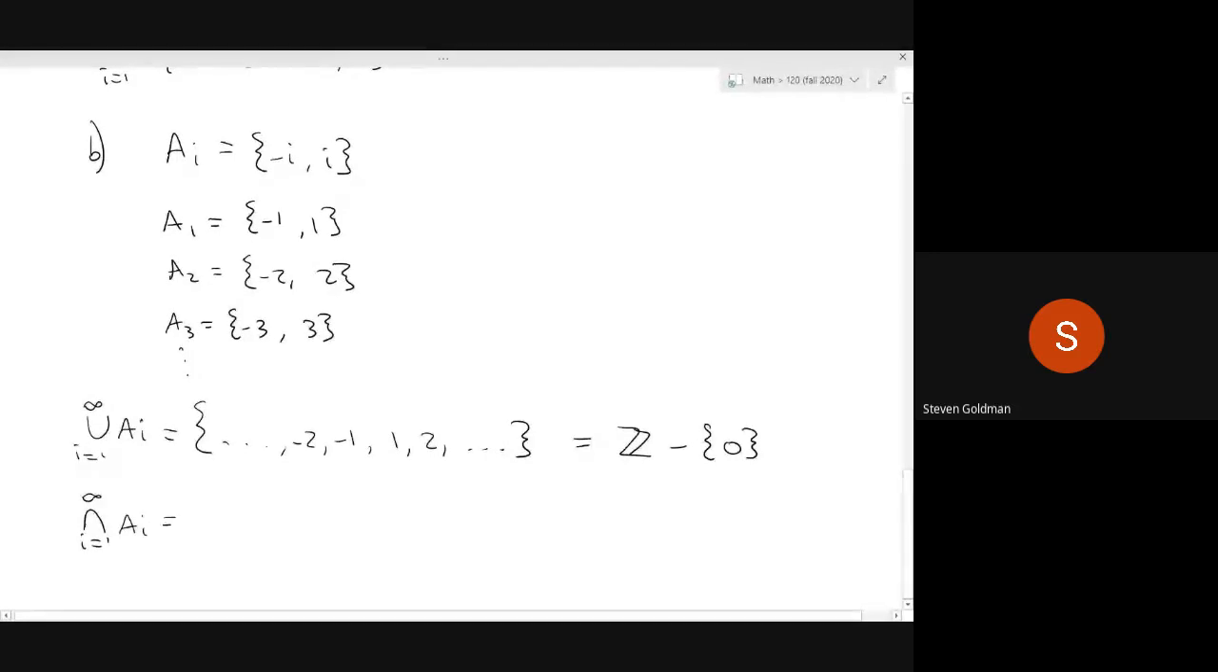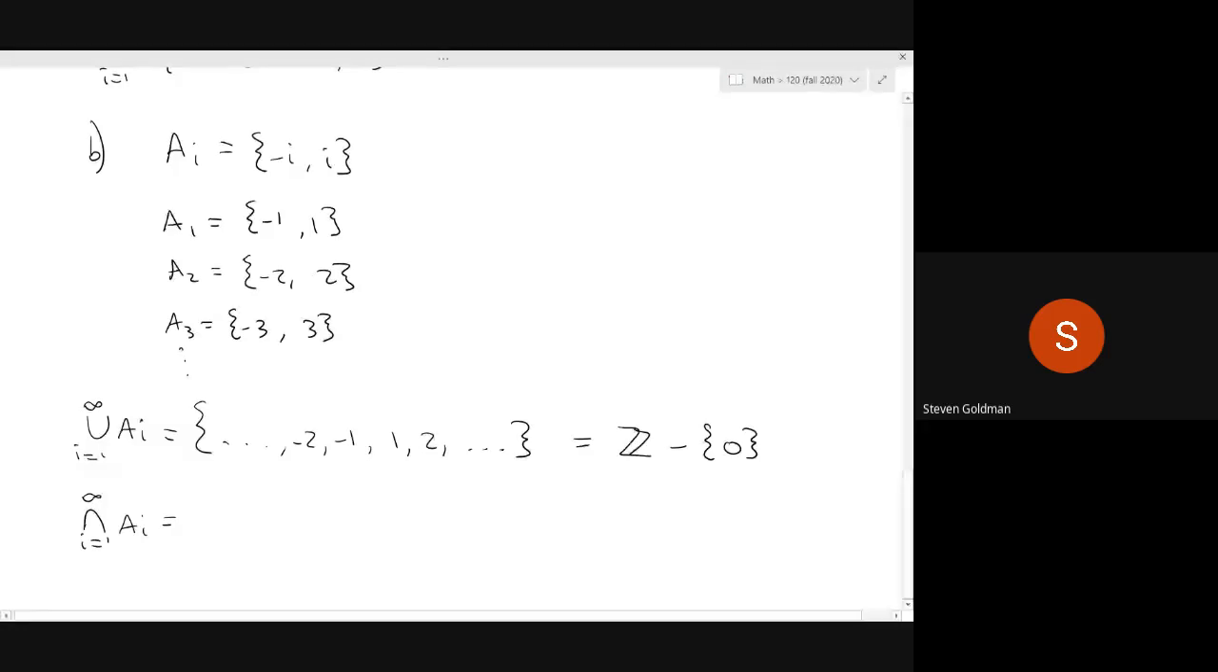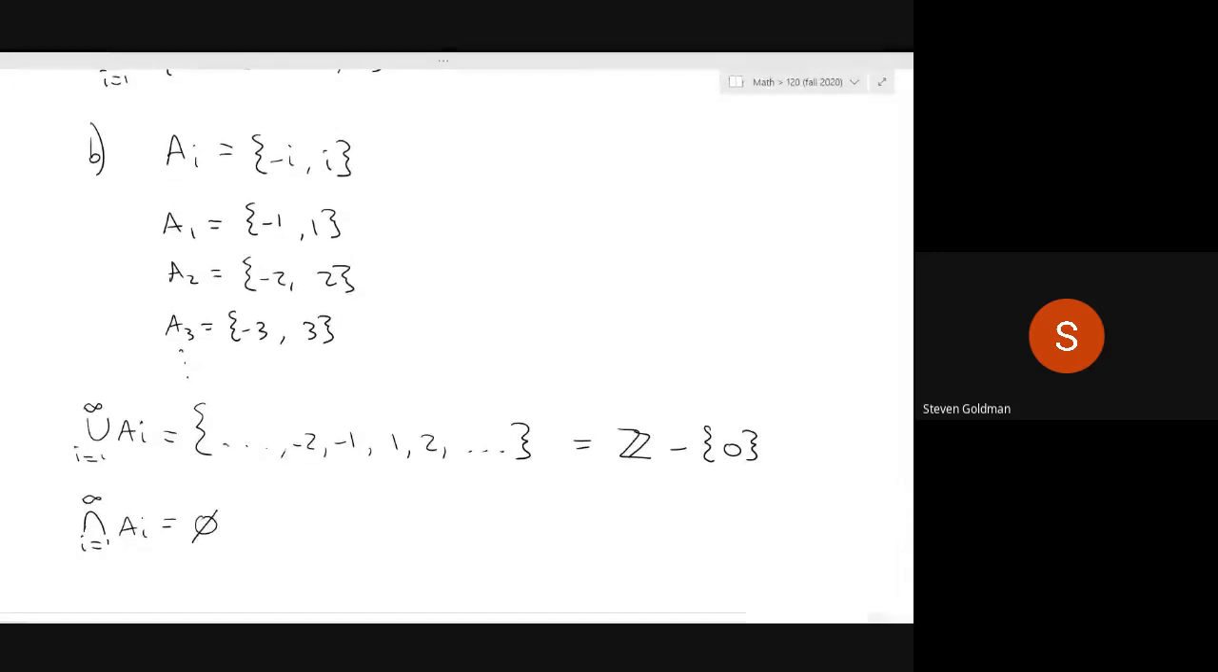What about the intersection? Which elements are in all the sets? Are there any elements that exist in every set, that are members of every set? No, exactly. There are no elements that are in every single set, that are members of every set. So the intersection would just be the empty set. Okay, so that would be part B.